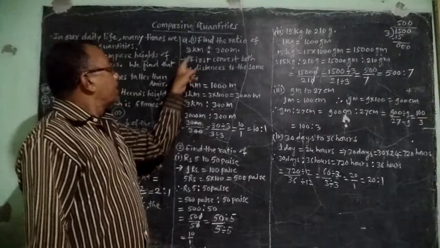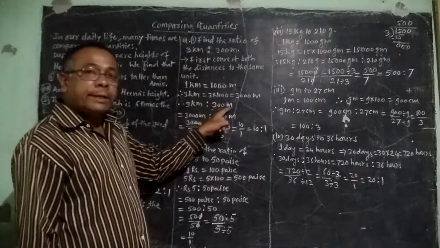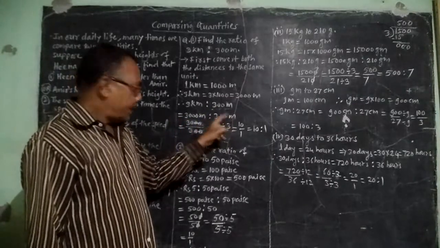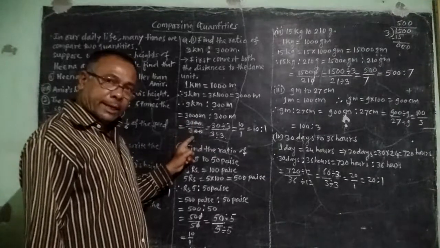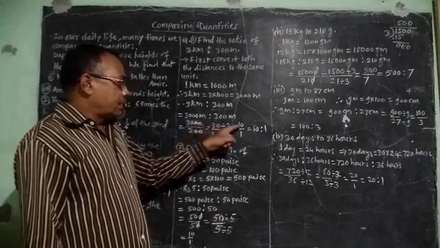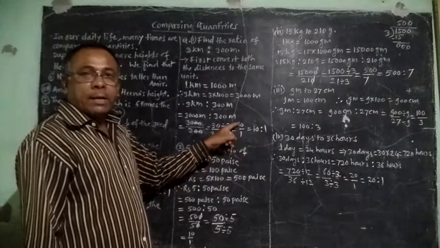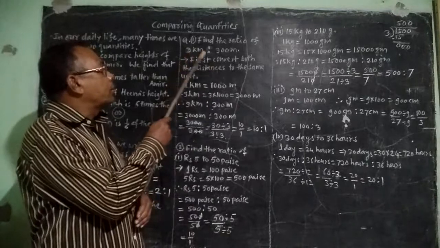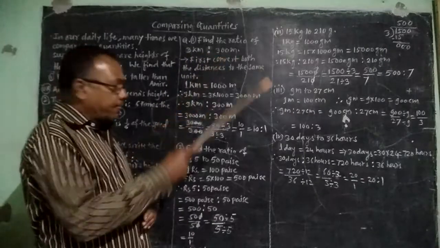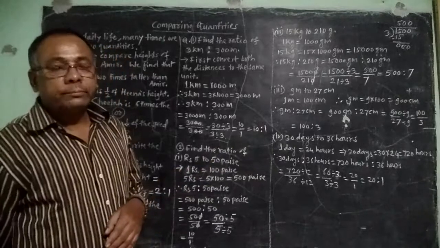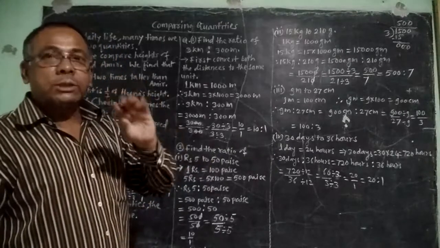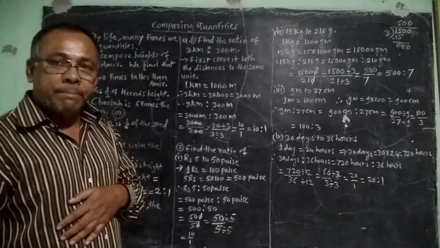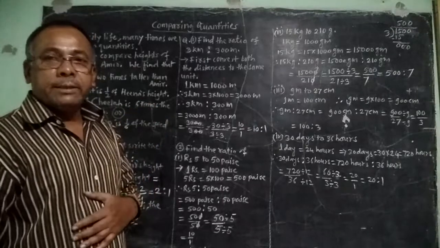And therefore here 3 kilometer as to 300 meter can be written as 3000 meter as to 300 meter, and that is equal to 3000 upon 300. After reduction we will get 10 upon 1, and 10 upon 1 can be written as 10 as to 1. So the ratio of 3 kilometer as to 300 meter is 10 as to 1. We must remember that both the units which we are going to compare must be equal.